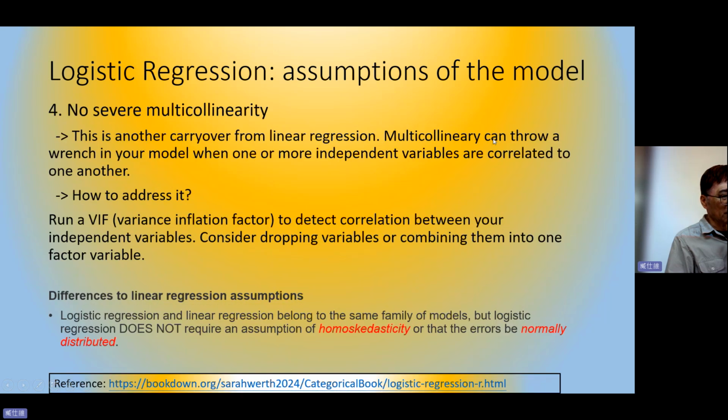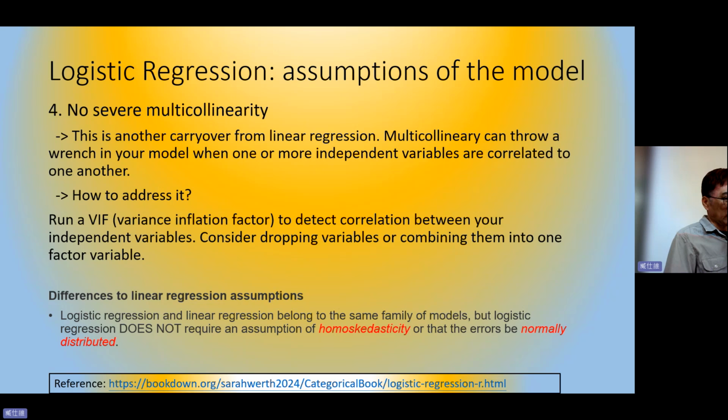Okay, so the last assumption is there's no severe multicollinearity. This is the same assumption as in linear regression. We don't like to see any multicollinearity. So if we have this kind of concern, then we can run a VIF, which is variance inflation factor, to detect the correlation between our independent variables.